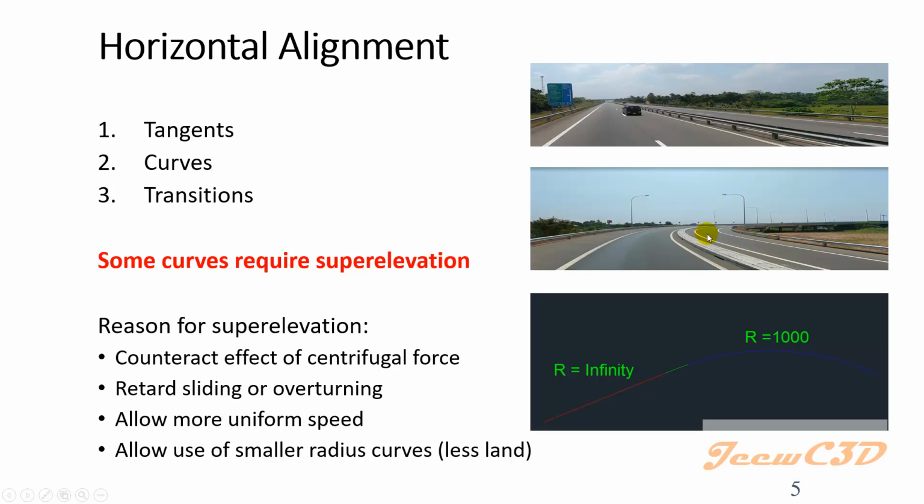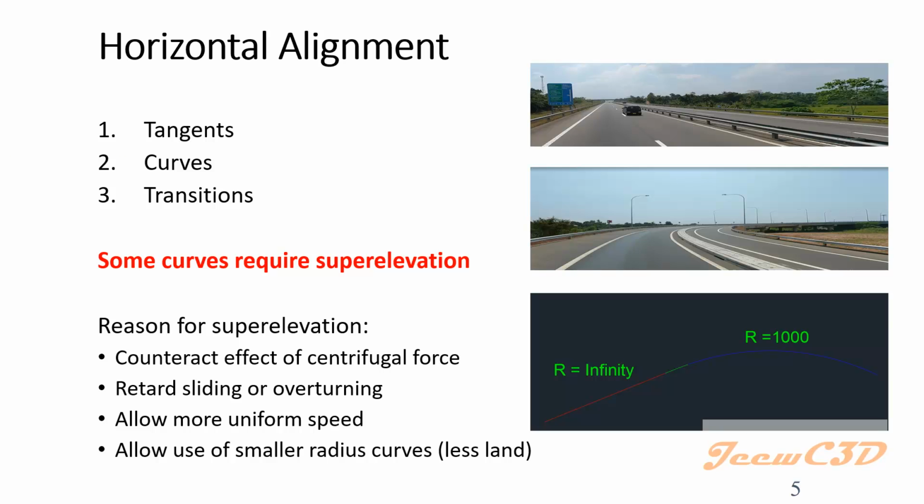Usually you see the roads rotated to two directions. That means at center line it comes like this and goes like this, two directions. But at a curve you have one direction slope. We call it super elevation. So this super elevation is used to counteract the effect of centrifugal force and to retard sliding and overturning and allow more uniform speed as well as for use of lesser land for road design. So we will be learning these things in later slides.